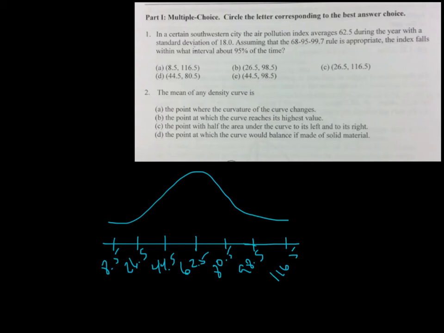Okay, on number 1, remember that we're talking about 95%, so it's between this area and this area, so the answer is going to be B. And then on number 2, the answer choice is D. Remember that C is if it's talking about the median, B is talking about the mode, and A is talking about how do you find the standard deviations.